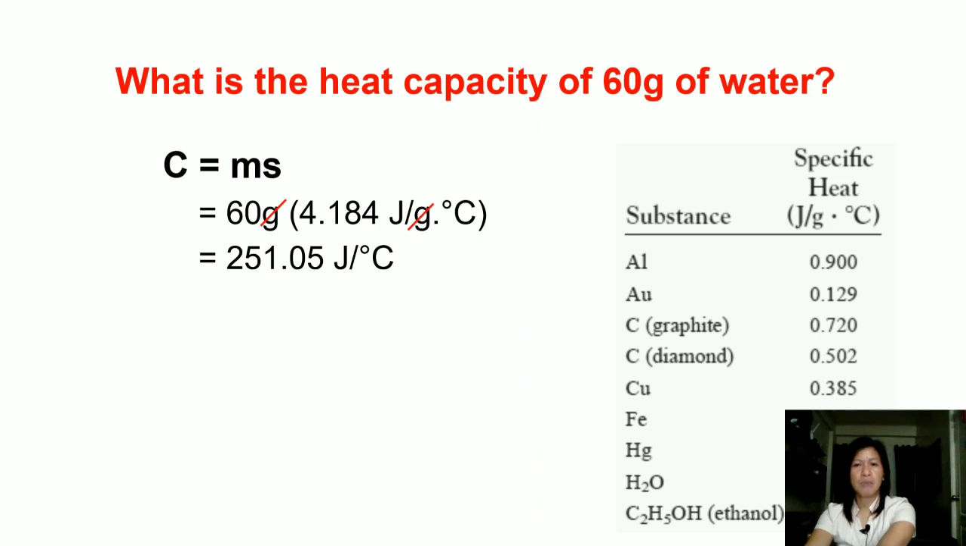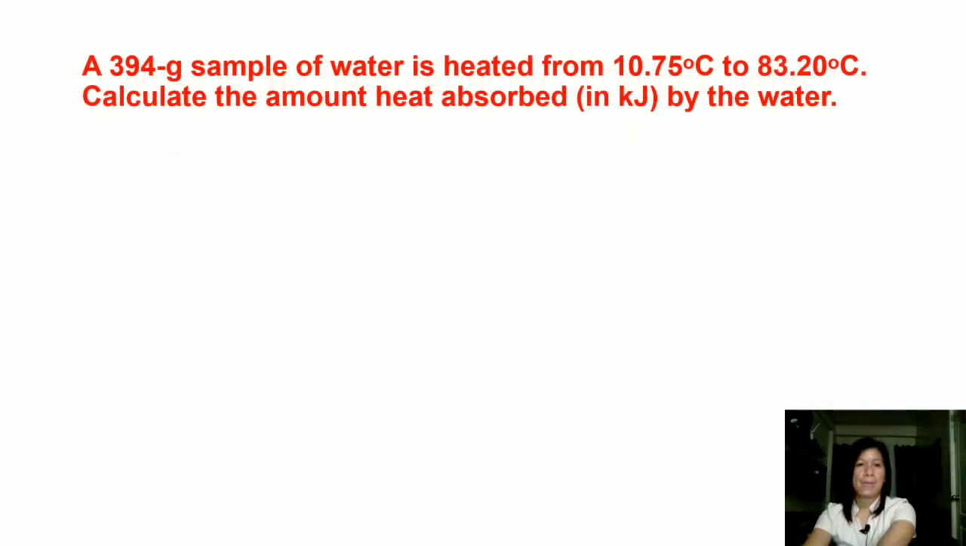What does it mean? 60 grams of water will increase its temperature by 1 degree Celsius for every 251.05 joule of energy absorbed. So for 60 grams of water to increase its temperature by 1 degree Celsius, it must absorb 251.05 joule of heat energy.